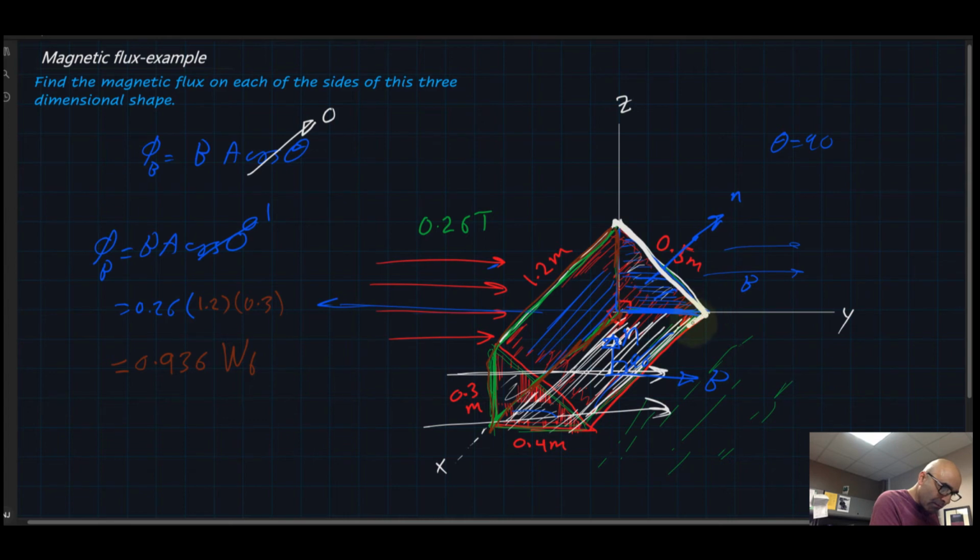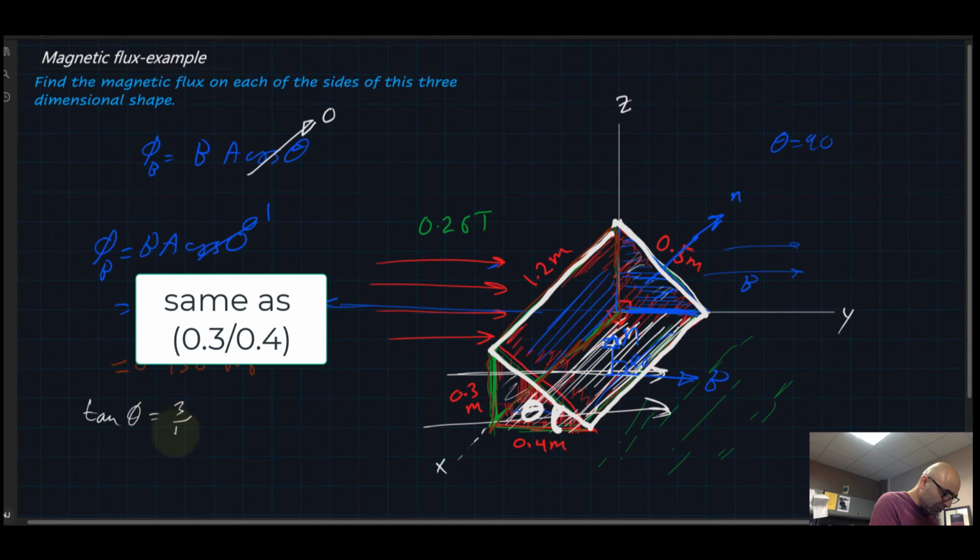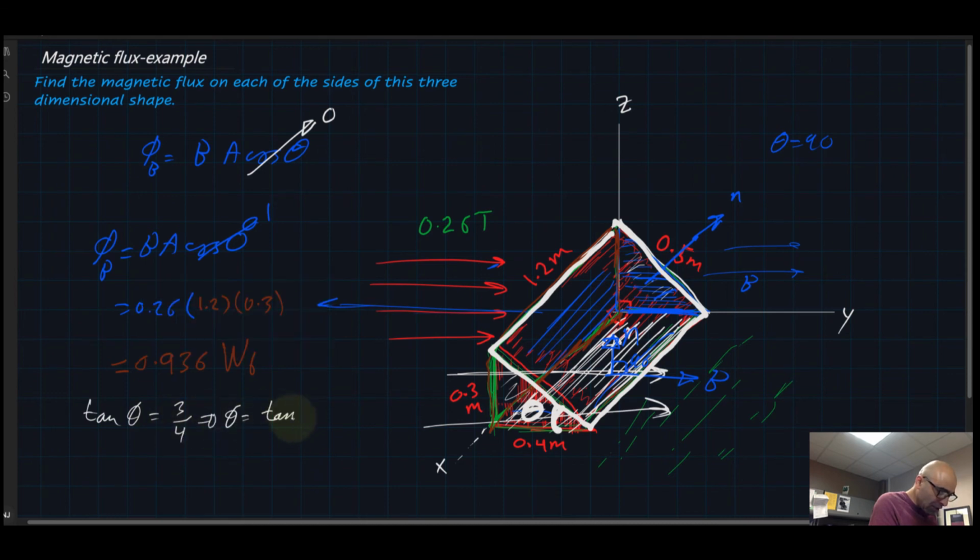This surface has dimensions 0.5 times 1.2, so we can find the area, but we need to find this angle here, theta. Now how do we do that? Well, we can say tan theta is equal to 3 over 4, which means that theta is equal to tan inverse of 3 over 4. And if we do this calculation, we find theta is equal to 36.9 degrees.